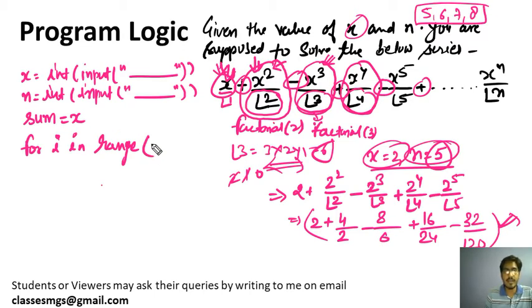Okay, so I am going to pass the range starting from 2 up to n plus 1. Why n plus 1, I have already explained in the last video. N plus 1 means the range function by default returns up to the value n minus 1. So if you have passed the n value 5, then it will run up to 4 only. That's why I am adding 1, so that it will run up to the n value.